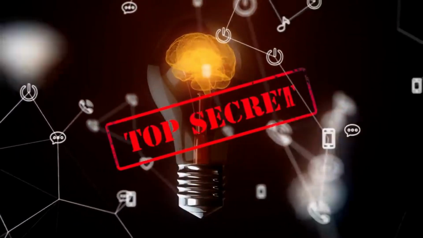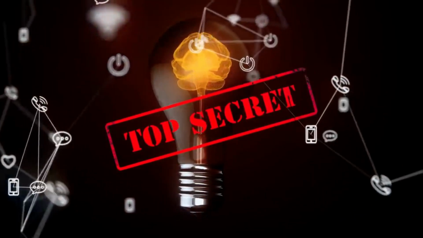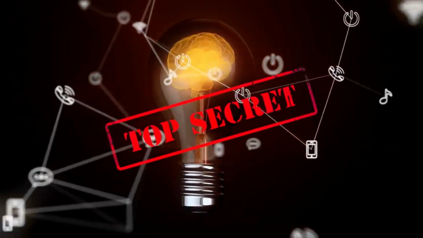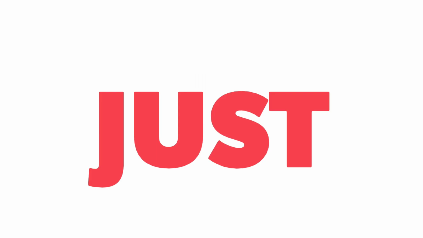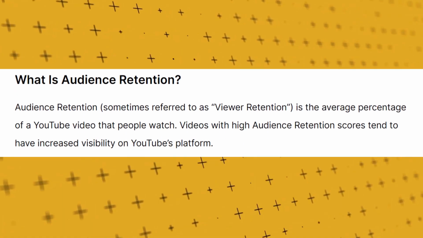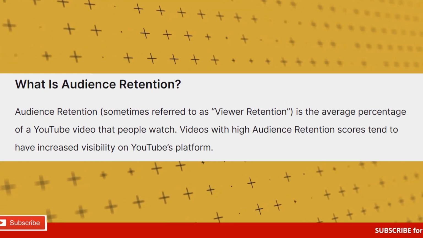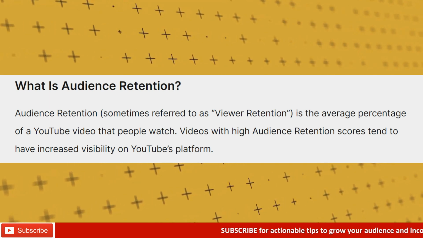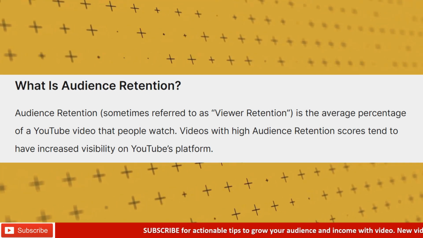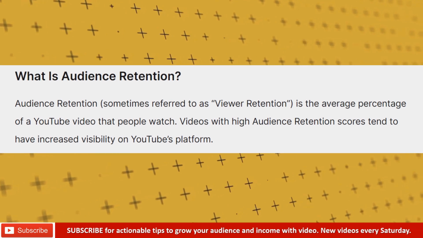Even if you have a $1 million video idea, you will not get a million views on YouTube Shorts if you don't follow this when creating the video. There is one thing that is common in YouTube Shorts that gets over 1 million views. That's having an audience retention of over 80%. Audience retention is the average percentage of a YouTube video that people watch. A high audience retention means that people continue to watch your video till the end.